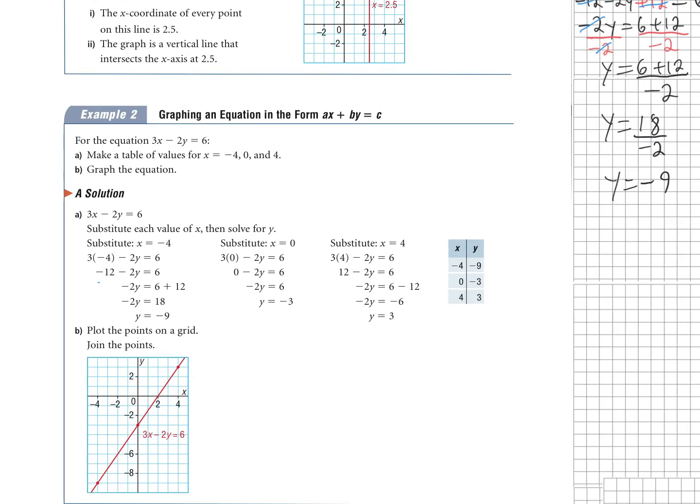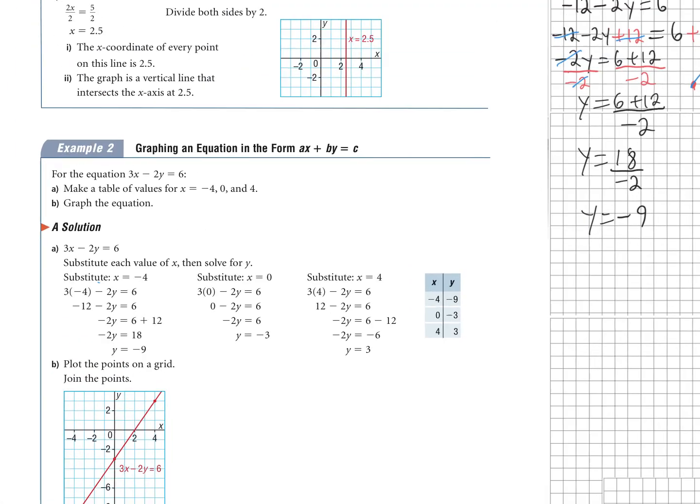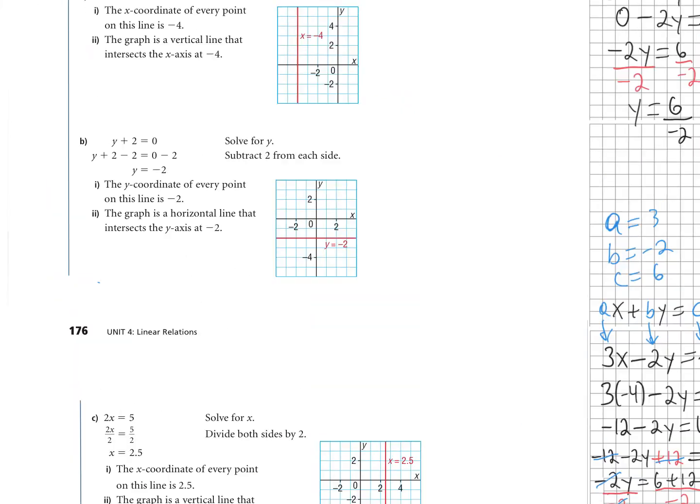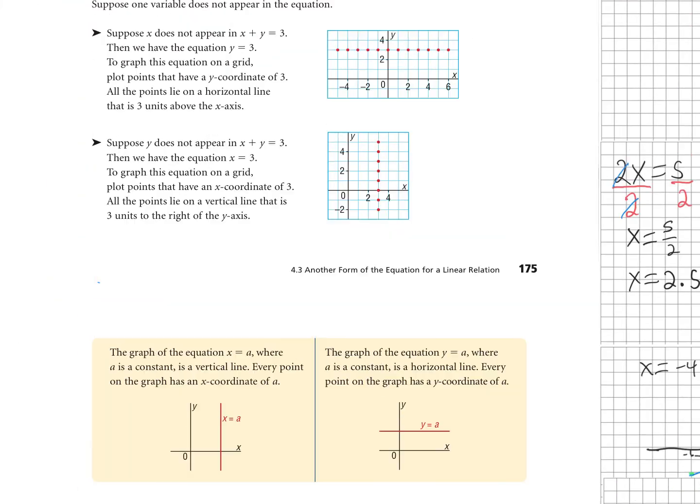So this is the new form that we've learned right here: AX plus BY equals C. And from this equation, we are still able to get a table of values. We're still able to graph. So if you have any additional questions about this or anything else discussed in this particular topic, please let me know. Please email me.